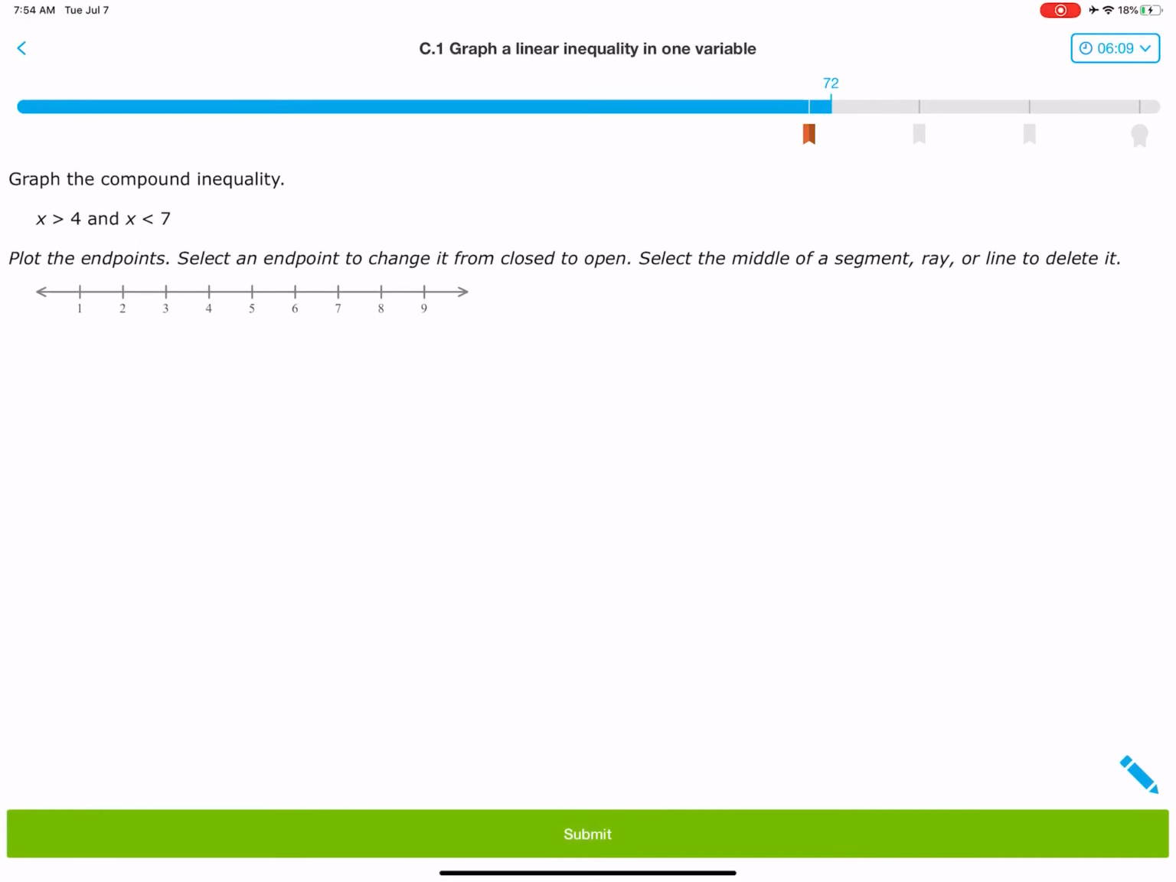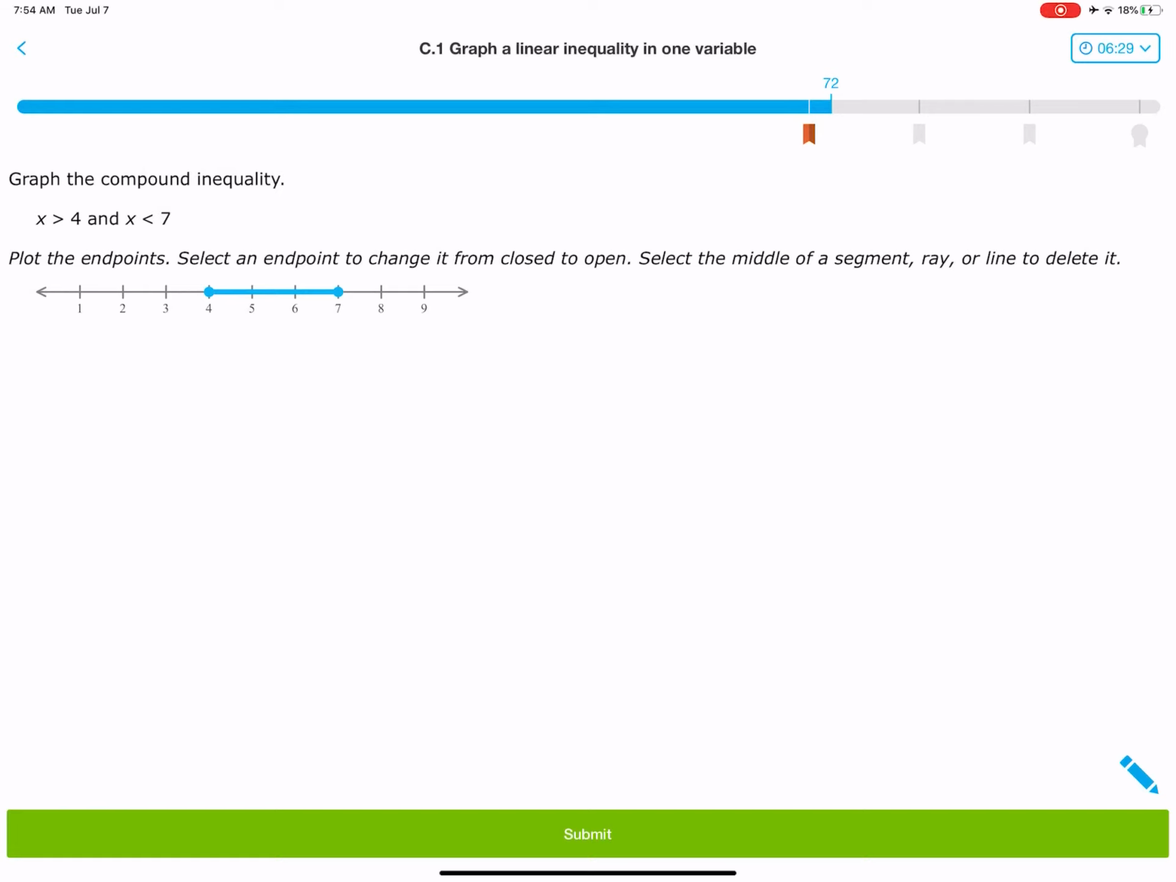And now I've reached a 72. Let's just do this last one. We've got x is greater than 4, so it's going to go to the right of 4. And then we've got 7, and x is less than 7.